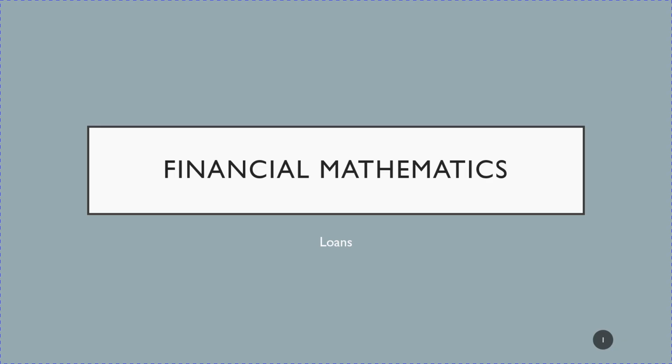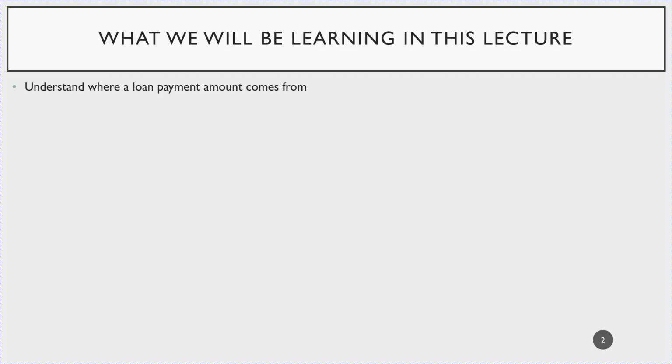Hi class, in this lecture we want to continue talking about financial mathematics by looking at loans. Specifically, we want to understand where a loan payment comes from. If you borrow money to buy a house or a car, we're going to be solving for your monthly payment. Finding the monthly payment of a loan.